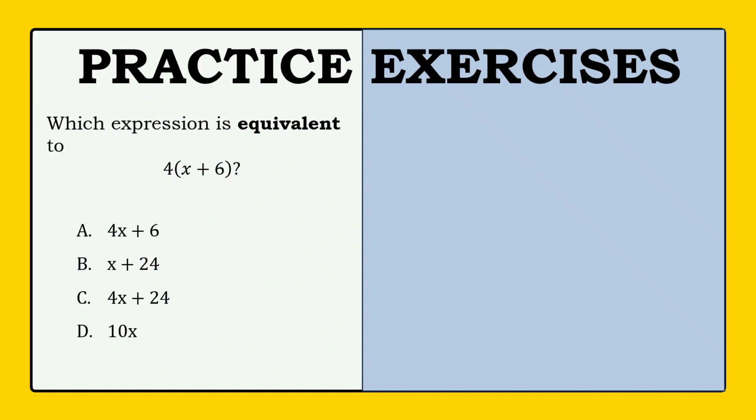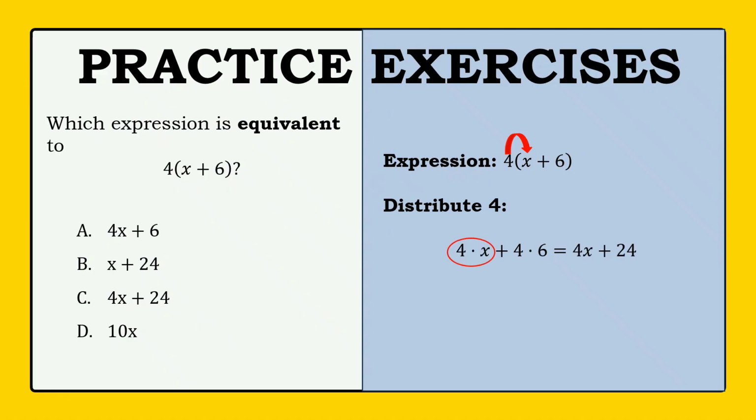Alright, let's find out. In the expression 4 times the quantity of x plus 6, we're going to use the distributive property. So we distribute 4 inside the parentheses. 4 times x is equal to 4x. 4 times 6 is equal to 24. And our final answer is 4x plus 24, which is letter C.